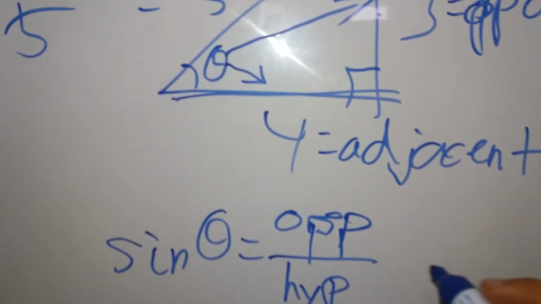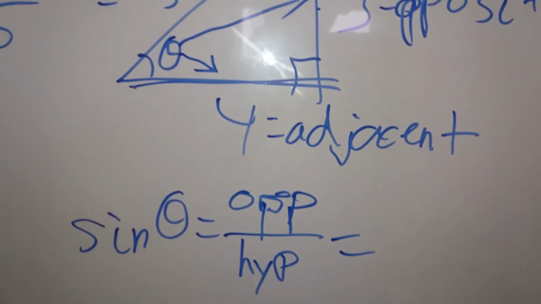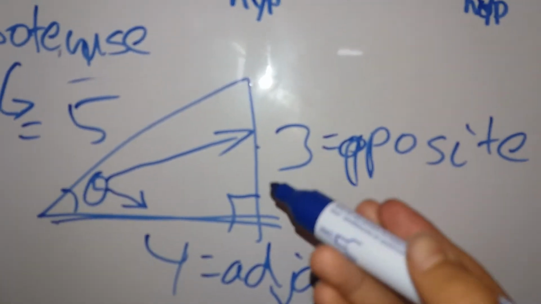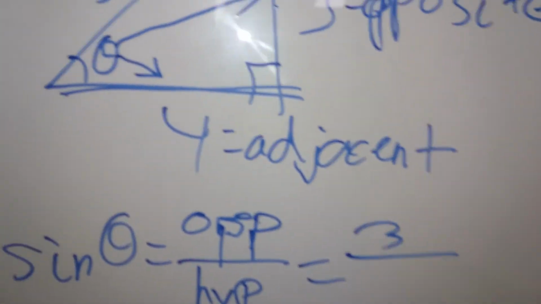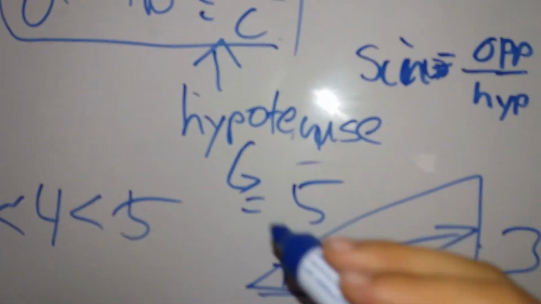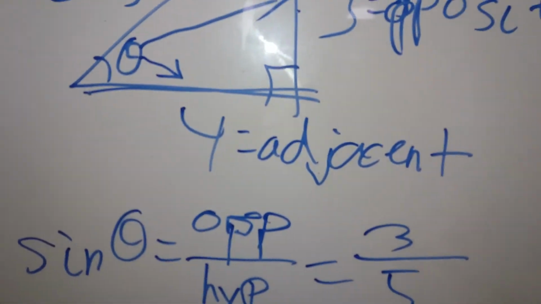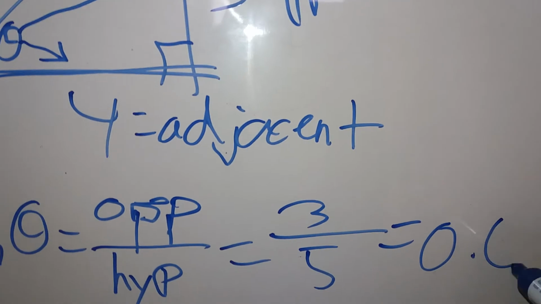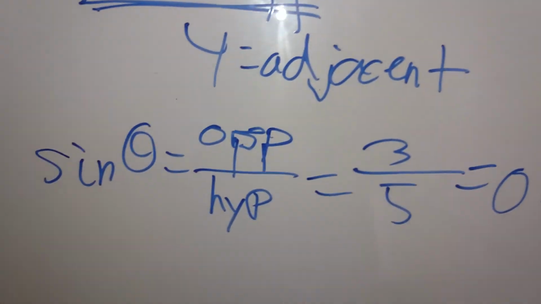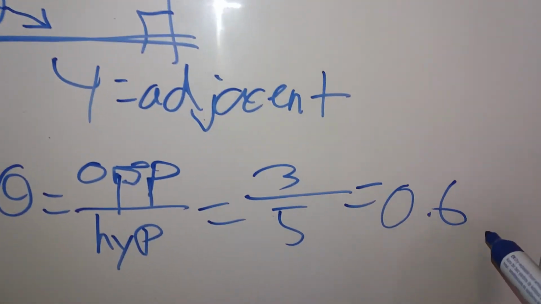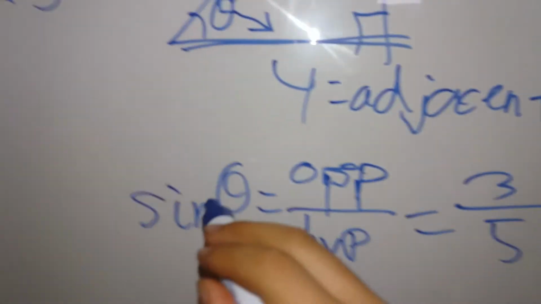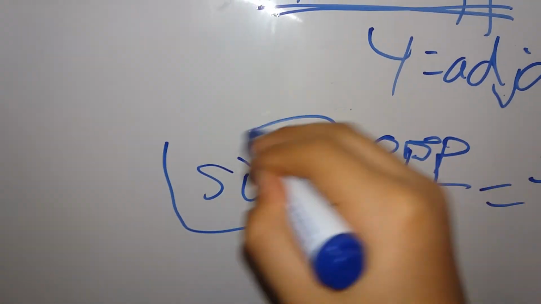So what's the opposite over the hypotenuse in this case? Well, 3 is the opposite side and 5 is the hypotenuse, so it's 3 over 5. What's that? 0.6. And this is the answer to the sine of theta.